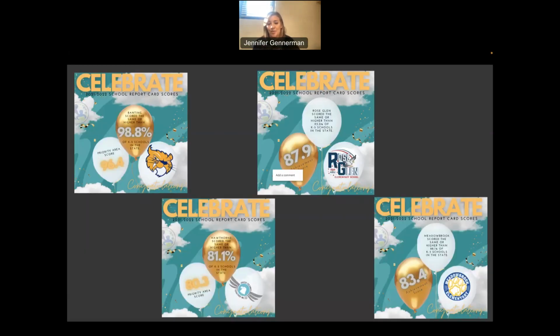So let's talk a little bit more about a few celebrations. Banting's score in the area of growth was the same or higher than 98.8% of K-5 schools within the state. So kudos to Banting. Rose Glen scored the same or higher than 93% of the K-5 schools in the state in the area of achievement. Meadowbrook was also recognized for their achievement score. Their score was the same or higher than 88.1% of the K-5 schools in the entire state. Congratulations to these schools. Let's keep the celebrations rolling.